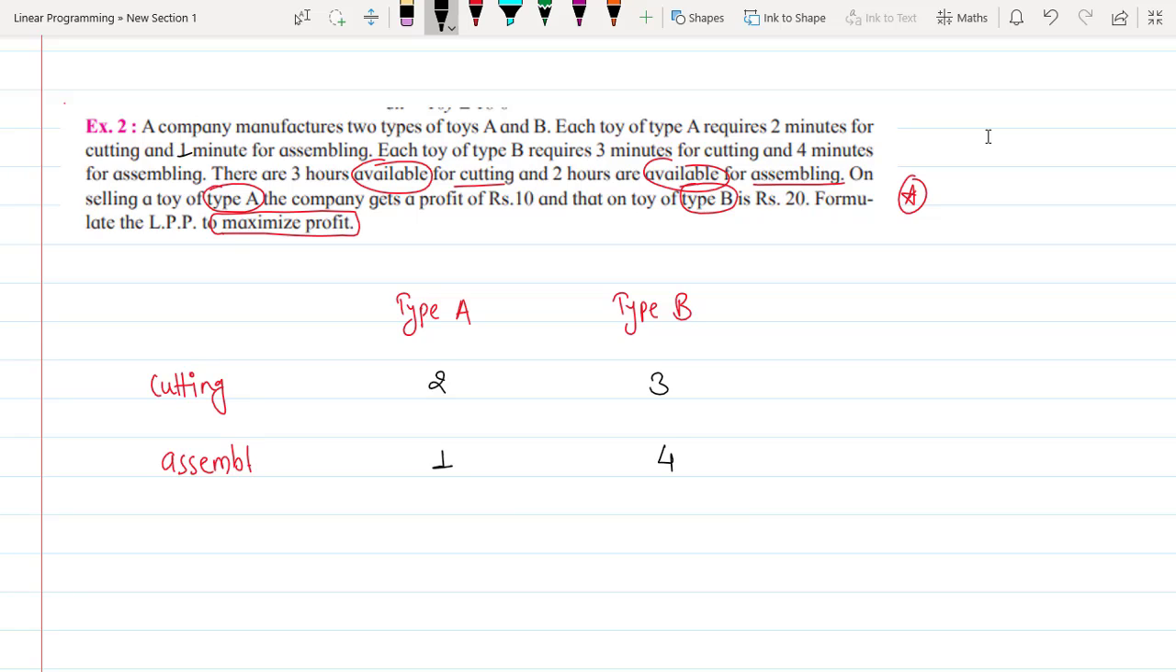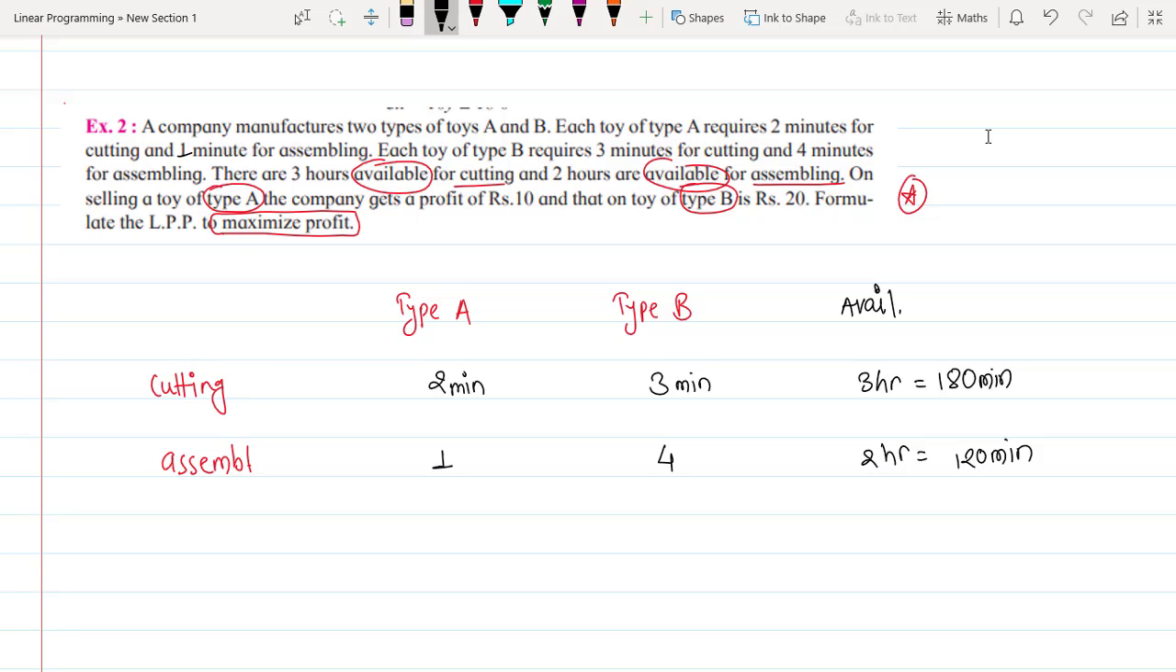Very good. Now availability is there, so let's write down that availability. 3 hours available for cutting. Please make sure that these are in minutes, so let's write the 3 hours in minutes also. 60 into 3 is 180 minutes. Now 2 hours available for assembling, which is 120 minutes. That's it. We have the table now.